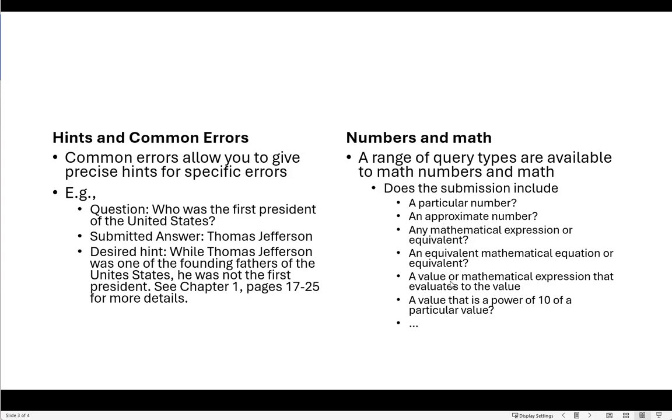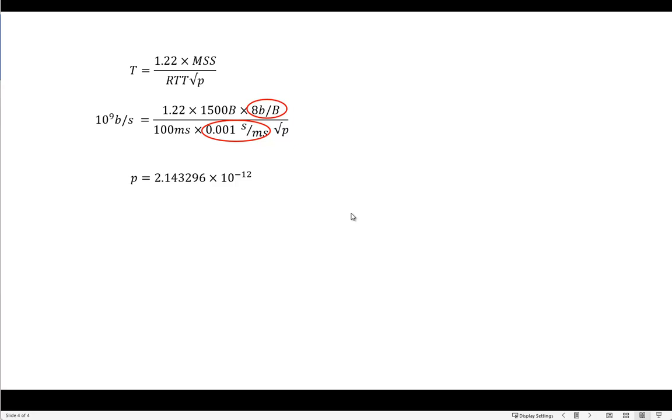So I found that these, and there's a few more, are very handy for evaluating common errors for math problems. So let's take a look at a particular problem. It's this problem here. So the students have to take this equation and plug in the correct values and then solve for p. The correct values are here. So t is this, and then MSS is this times this, and the RTT is this times this, and then they have to solve for p.